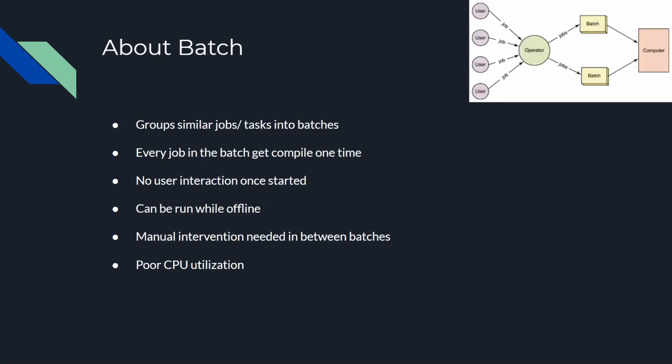So about the batch operating system. What batch does is it groups similar jobs or tasks into batches, and every job in the batch gets compiled at one time, and there's no user interaction. Once the batch starts, it just does it all simultaneously. It can be run offline. Once that one batch starts, everything will get done. Intervention is needed for the next batch or next group of tasks to get started.